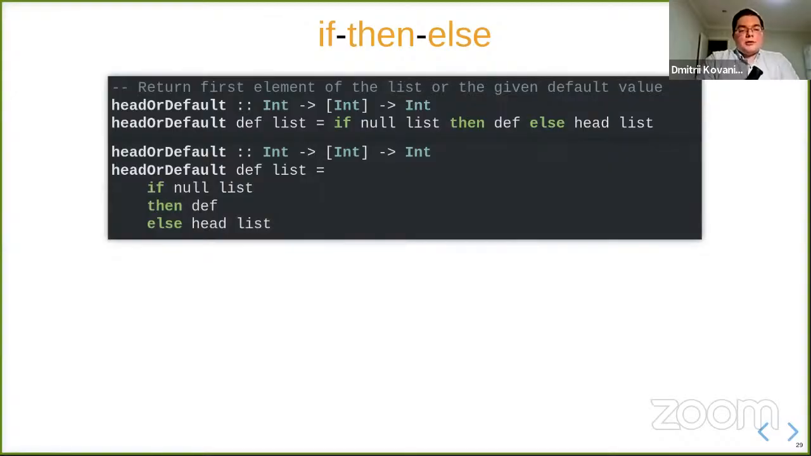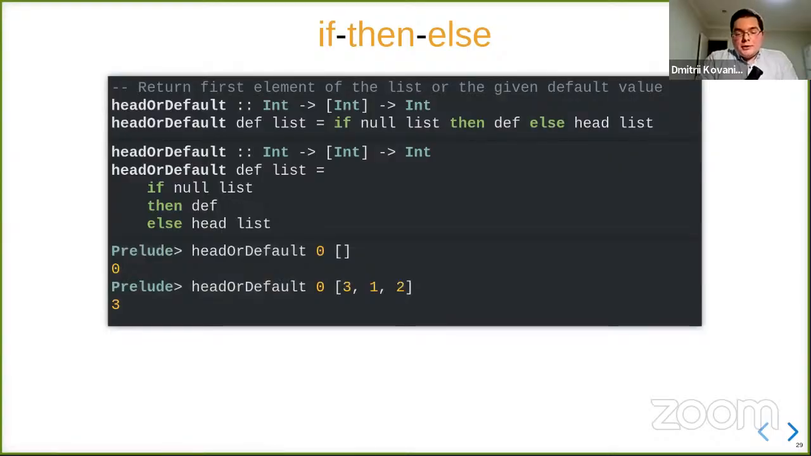Also, you can put if then else on different lines, but mind the indentation. So it's maybe helpful when your expressions become bigger and you might want to put them on different lines. And this function works. So we give it an empty list and we get 0. Or if we give it a non-empty list, we get the first element of the list.